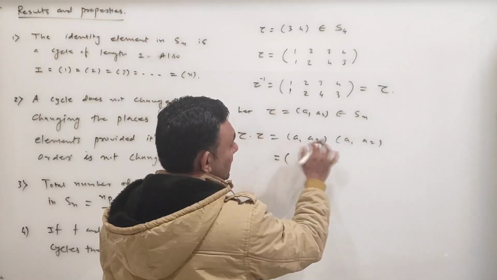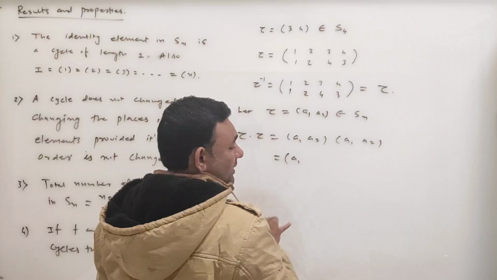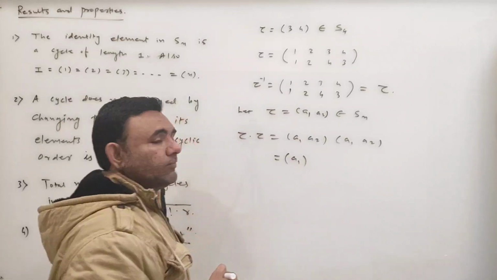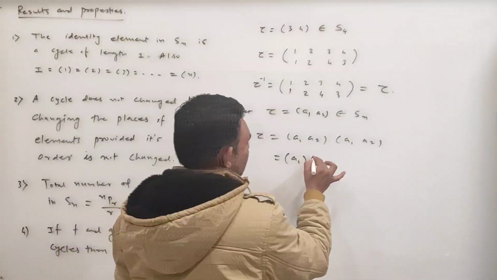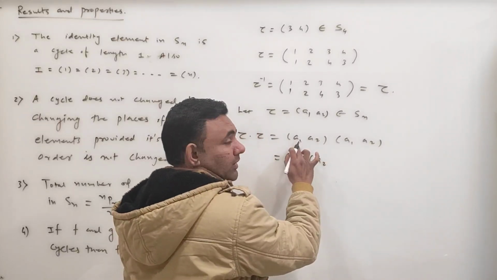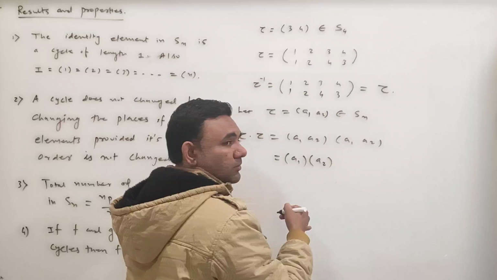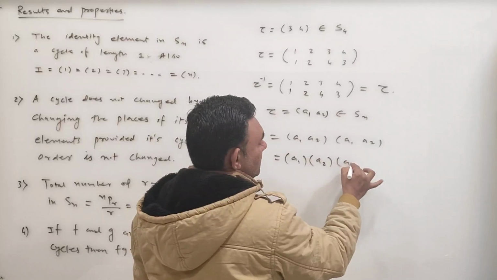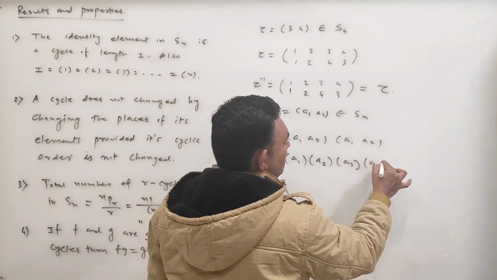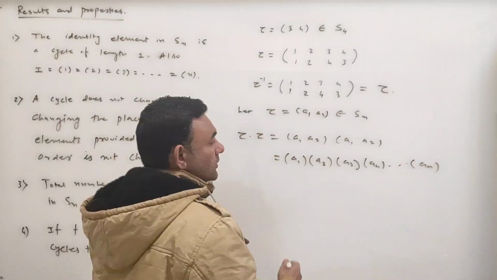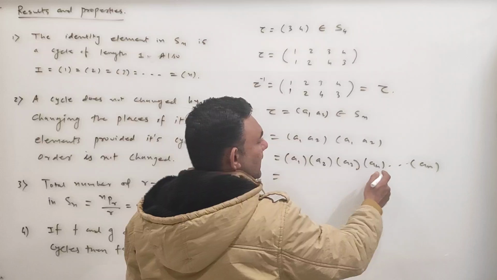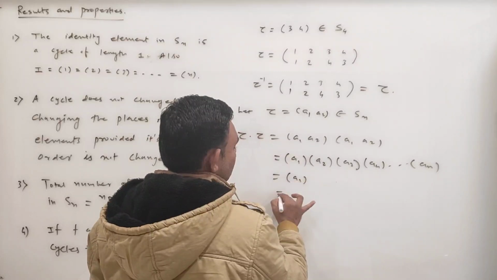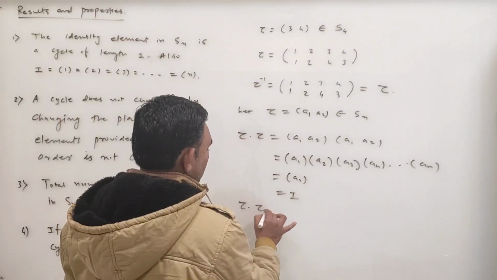Now we know how to find the product without expanding it. So you start with a1. a1 goes to a2, and here a2 goes to a1. Now you start with a2. a2 goes to a1, and here a1 goes to a2. So stop. Now what about a3? a3 goes to a3, a3 goes to a3. a4 goes to a4, a4 goes to a4, and so on. Similarly, an. So this is identity, identity, identity. So no need to write n times identity. It's simply a1, and this is identity. So what do I get? Tau into tau is identity.